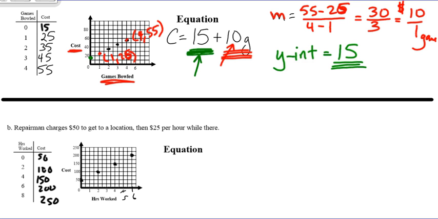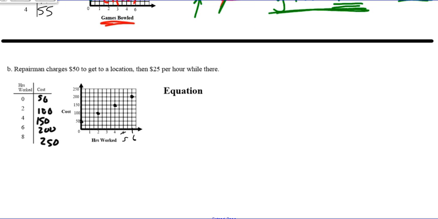The cost is $15 to start, which is our y-intercept, plus $10, our slope, because that's the consistent change for our x value. So these formulas aren't just a coincidence. Everything ties together. So again, very quickly with the second one, our repairman, if you recall, the equation was the cost to bring in the repairman was $50 up front plus $25 for every hour worked.